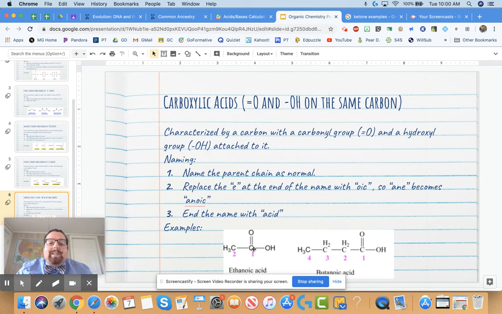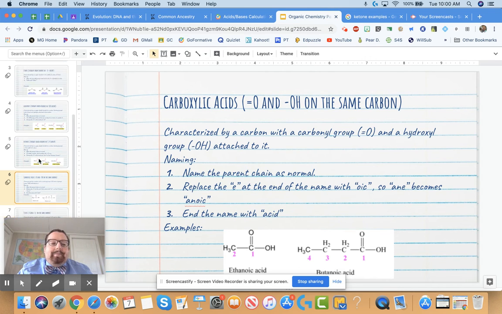So we have 2 carbons here, that'd be like ethane, but it's got the double bonded O and the OH, so it's called ethanoic acid. Over here we have 4 carbons, so it'd be butane, but there's the double bonded O and OH, so it's butanoic acid.